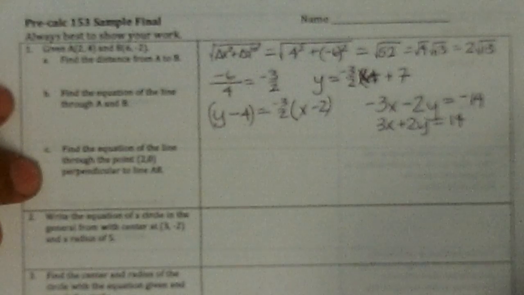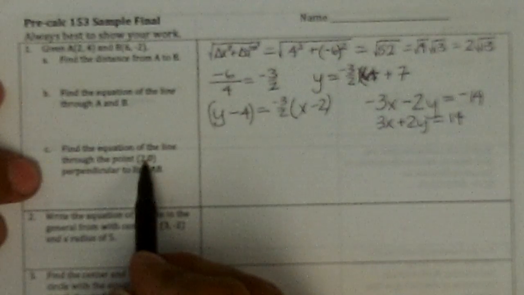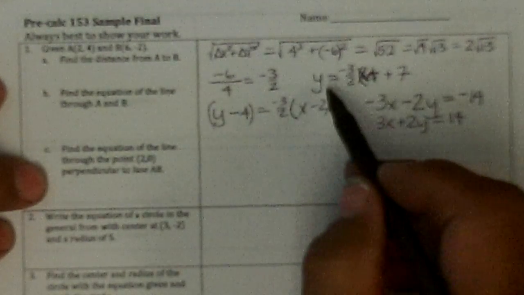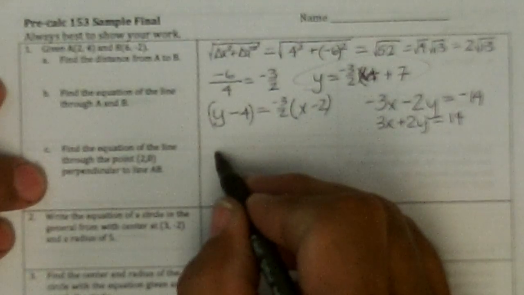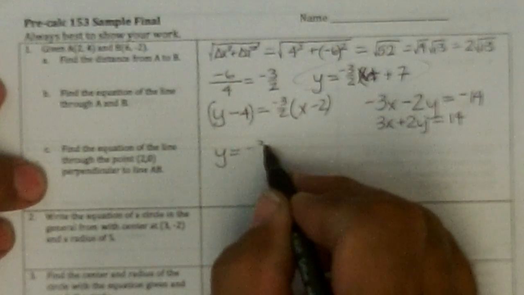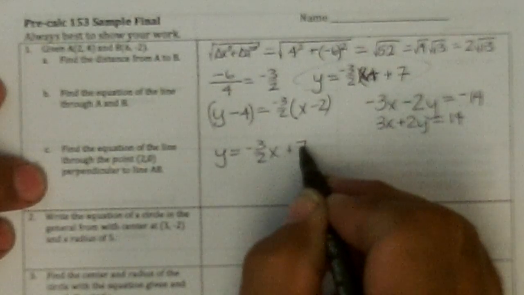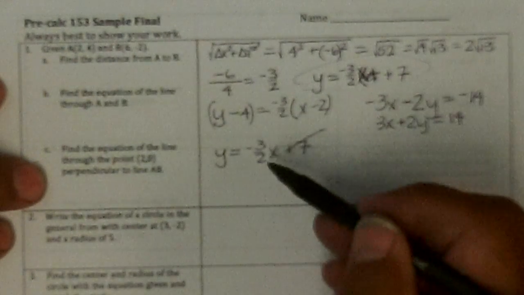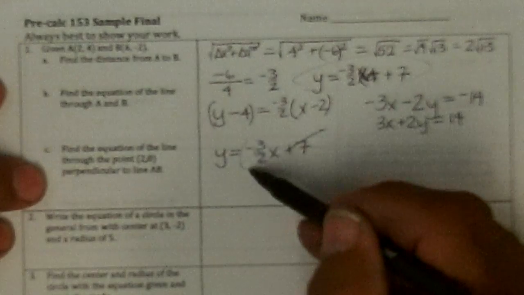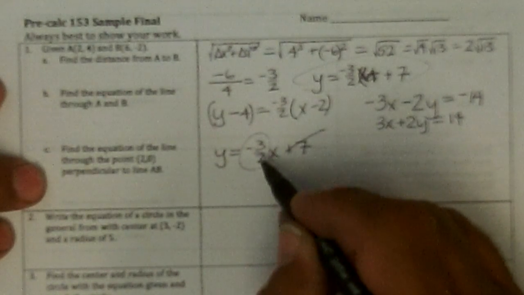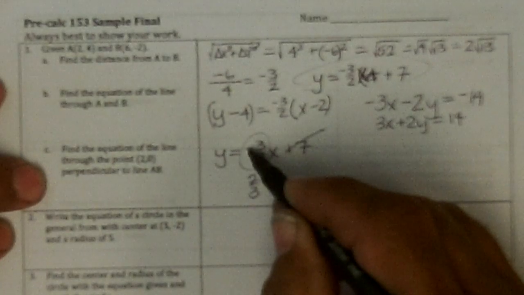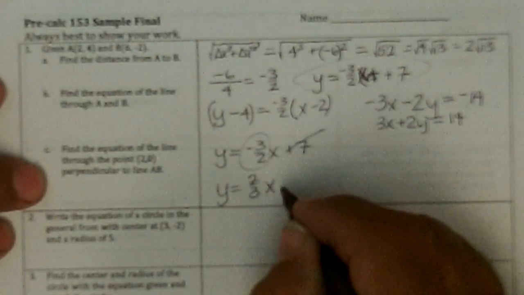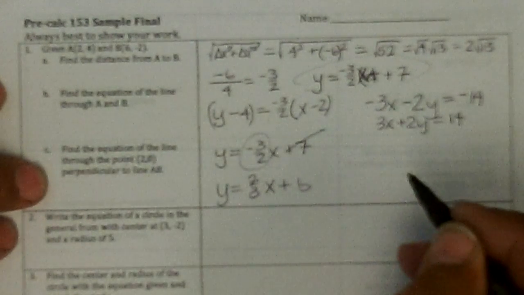Okay. Find the equation of the line through the point 2, 0, that's perpendicular to AB. I could use any one of these, but I'll go back to here because that's the one most of you are comfortable with. So if the line was negative 3 halves x plus 7, we're going to throw away the 7 because that just locates the line vertically. And we're going to use the slope that's perpendicular, so instead of negative 3 halves, it'll be 2/3, the opposite in sign and reciprocal.